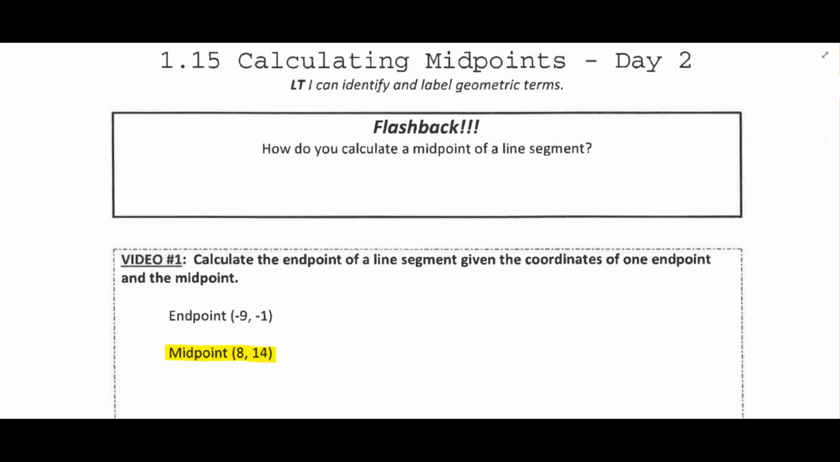Before we get to that, let's flash back to how you calculate a midpoint of a line segment. Well, the midpoint, if you recall, is the average of the x values, so (x1 + x2)/2, and the average of the y values, so (y1 + y2)/2. And since this is a coordinate, we want to make sure we put it in parentheses. Without the parentheses, the notation is not correct.